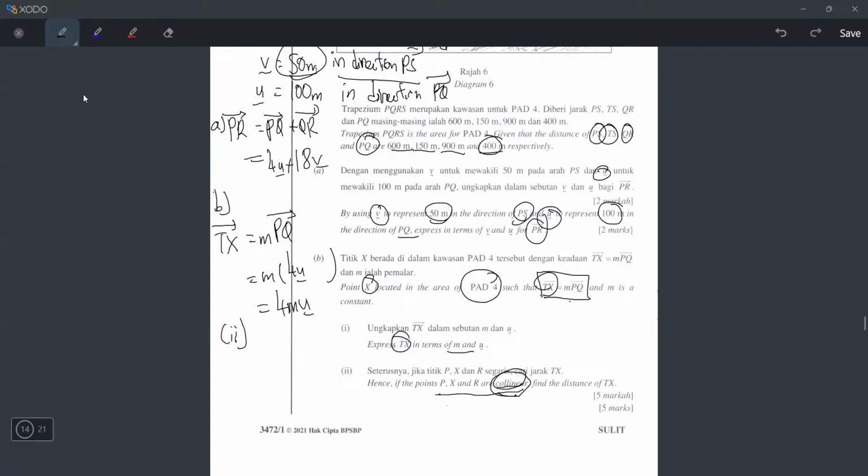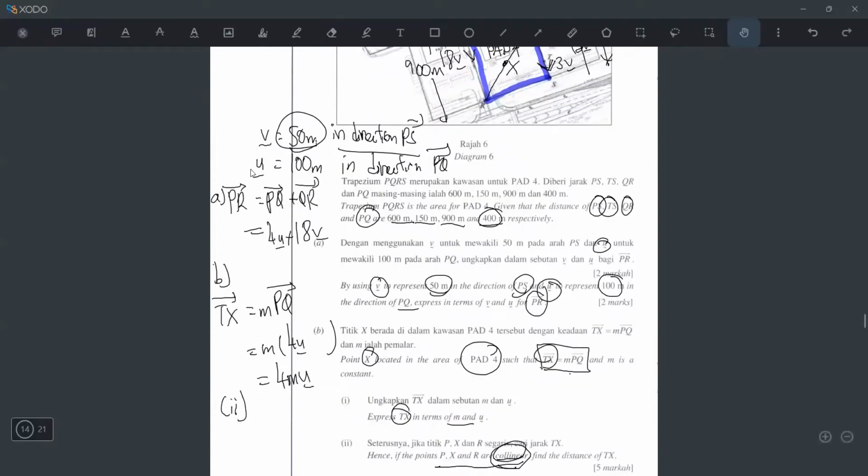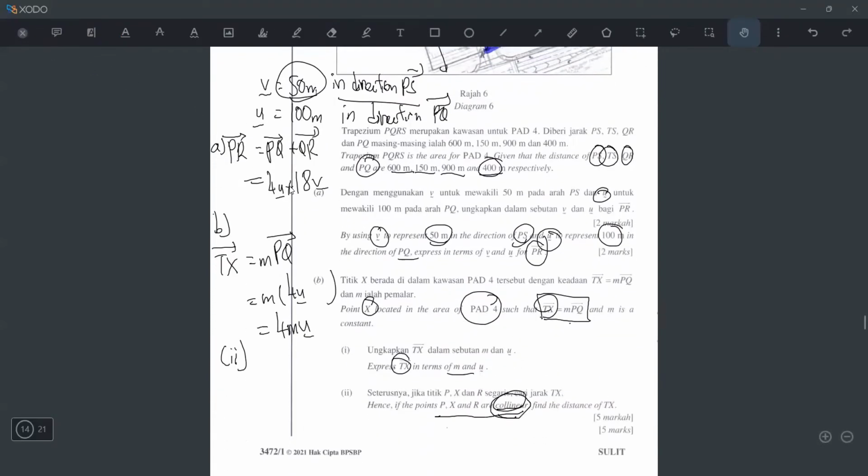So they say P, X and R are collinear. Let's go to my diagram here. So P, X, and R, and X is somewhere in between. I just put any point here. And then you have to have any two vectors. It can be PX and PR, it can be PR and XR, it can be RP, whatever. I just need two vectors from this line. But of course, I will take PR because PR is free for me already. PR is 4U plus 18V. But I need another vector.